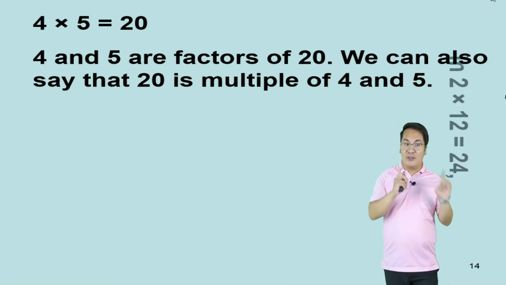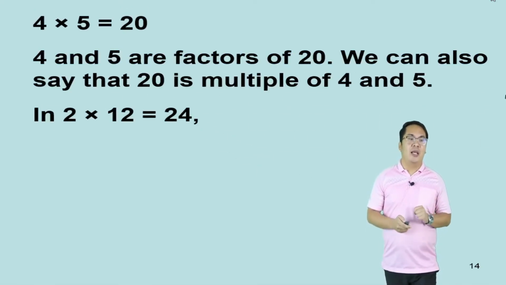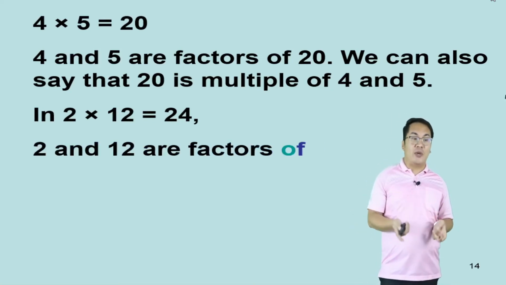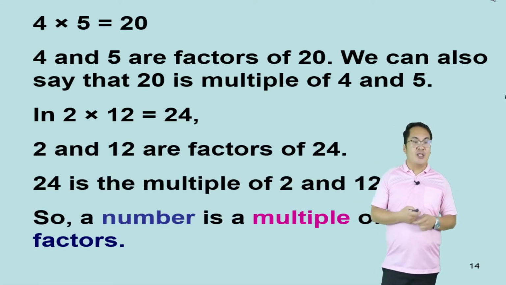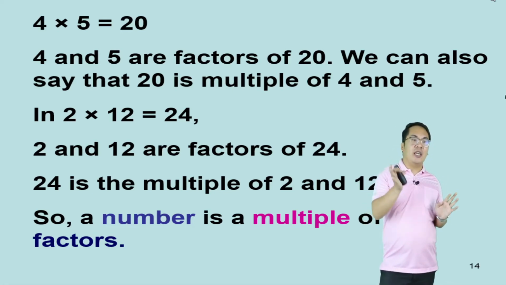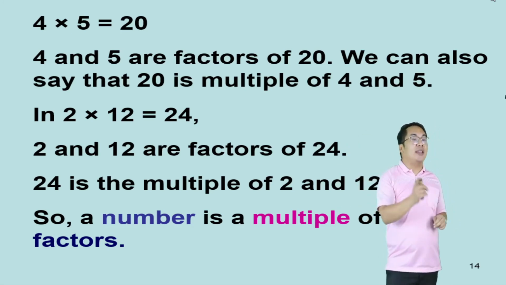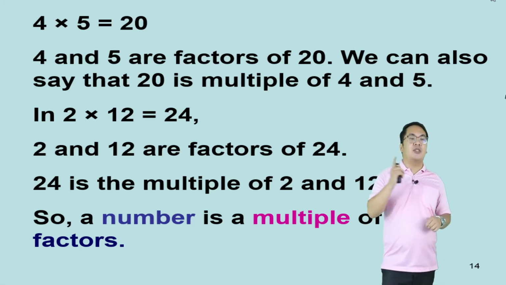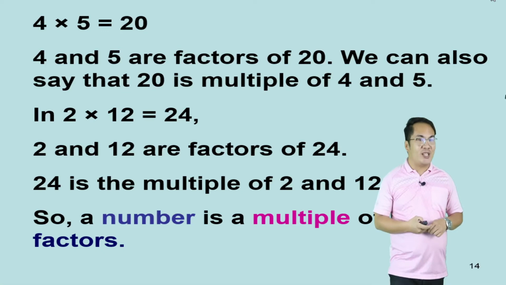Okay? So the difference between factors and multiples, here you go. 2 times 12 is equal to 24. So 24 is a multiple of 2 and 12. A number is a multiple of its factors. If we consider our example 4 times 5 is equivalent to 20, the 20 there is the multiple, and the 4 and 5 are the factors. In 2 times 12 equals 24, the 24 is the multiple, and 2 and 12 are the factors.